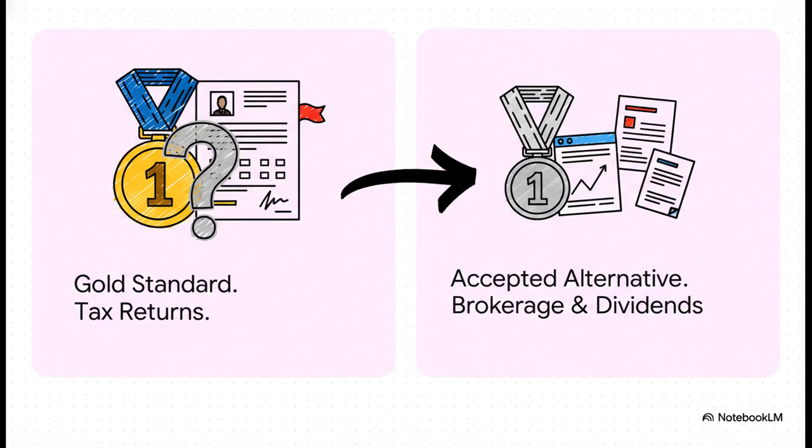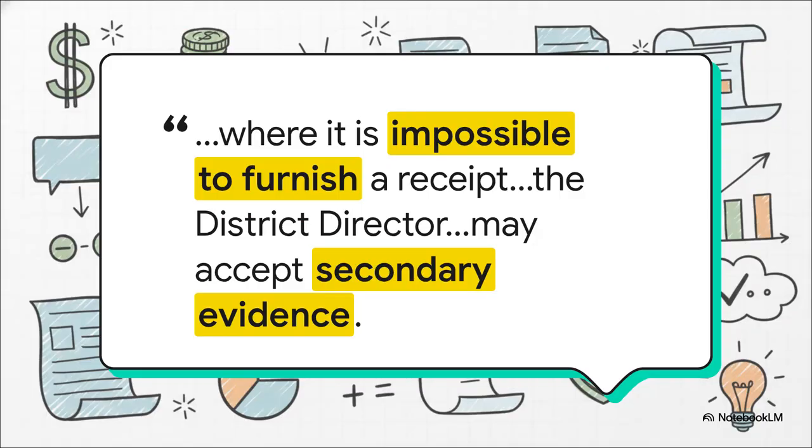And guess what falls in that category? The exact documents we have, dividend statements and brokerage records. Now, the magic words from the regulation are right here on the screen. Impossible to furnish. For a portfolio investor, the IRS generally accepts that it is, for all practical purposes, impossible to get a direct tax receipt from, say, the German Treasury for a dividend withholding. The rules acknowledge this reality. And this specific language is what gives us the legal authority to use our brokerage statements as solid proof.